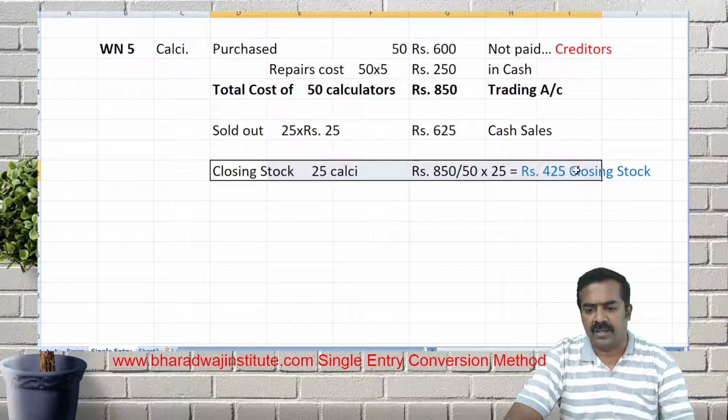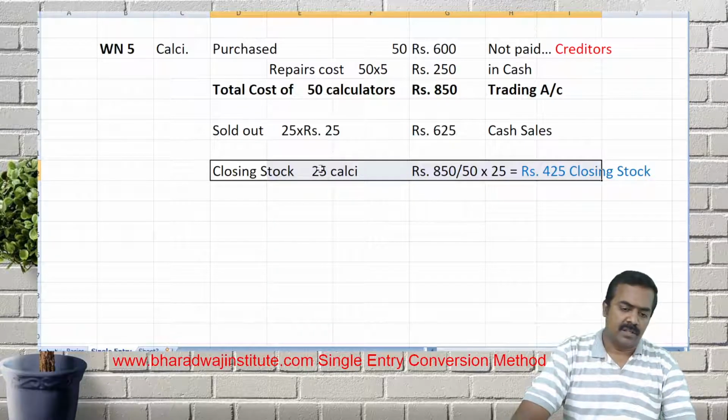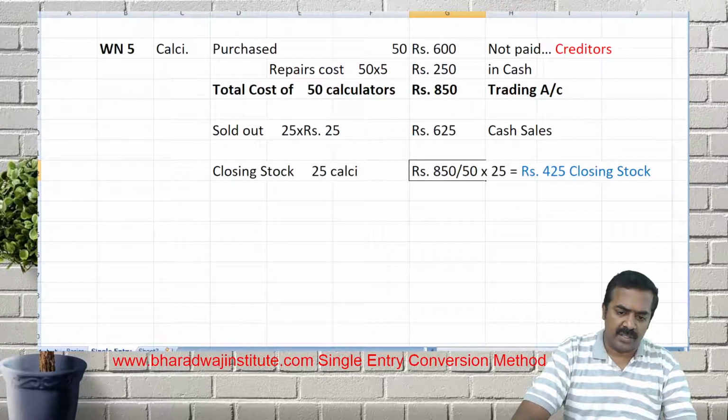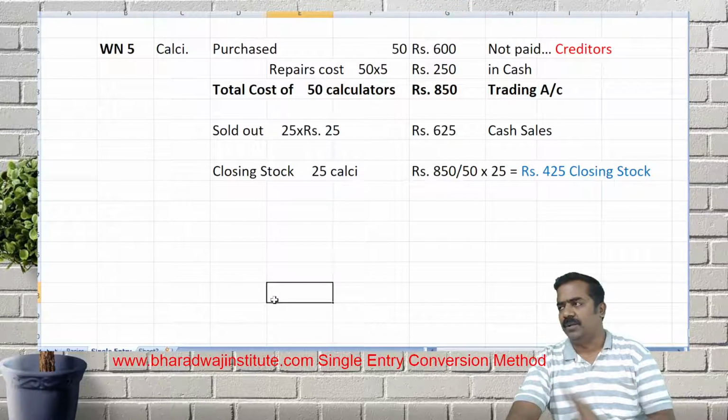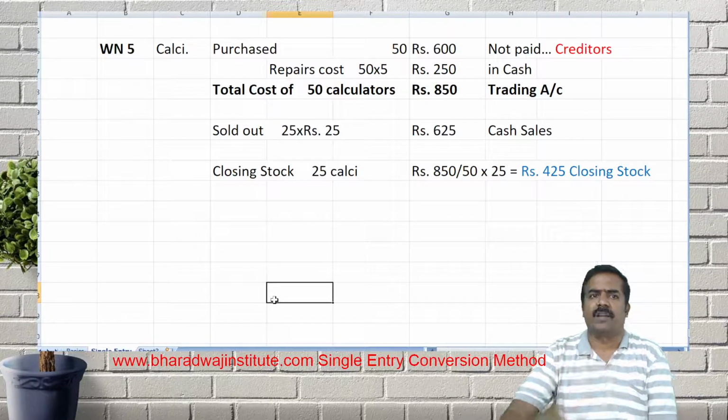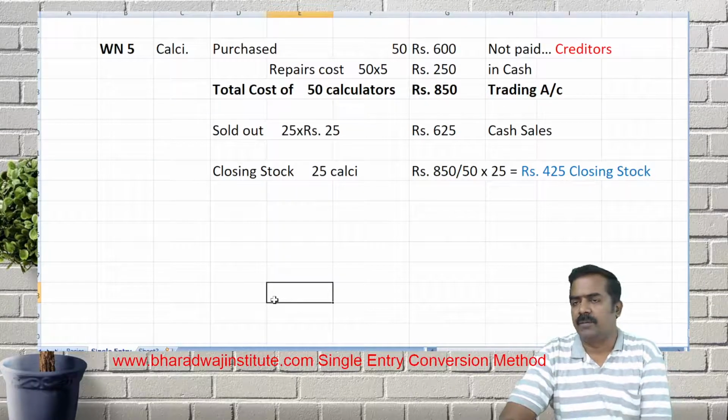Closing stock, 25 calculators. Sorry, 25 calculators of the value. 850 is for 50 now. What is for 25? How much? 425 is the closing stock value. All these things we have done just to prepare trading, P&L account and balance sheet.